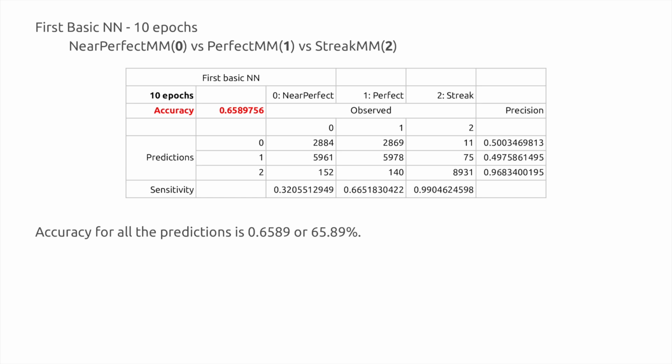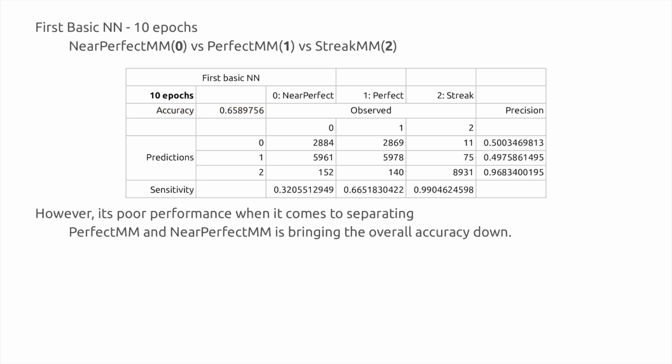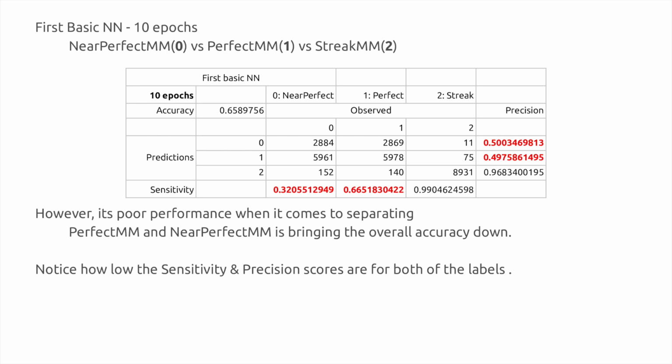With that out of the way, we come back to the first confusion matrix. Accuracy for all the predictions is 0.6589 or 65.89%. This may look decent, but it is misleading. The model is identifying streak MM very well, even with only 10 epochs of training. However, its poor performance when it comes to separating perfect MM and near perfect MM is bringing the overall accuracy down. Notice how low the sensitivity and precision scores are for both of the labels. They make the model look almost useless.